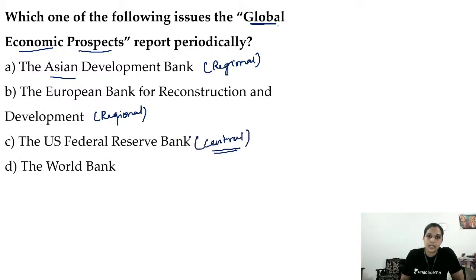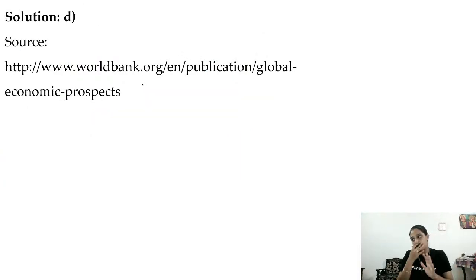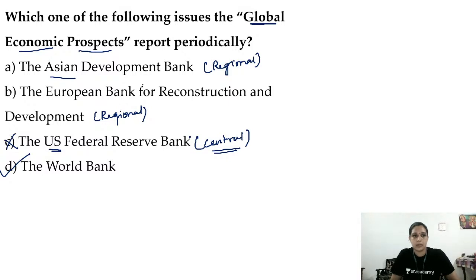Is the RBI releasing any of these kinds of reports? No, it's a central bank. It's the central bank of the United States of America. That will not come. So the answer is World Bank. And also it was in current affairs. I'm just helping you how to eliminate, but it was in current affairs also.